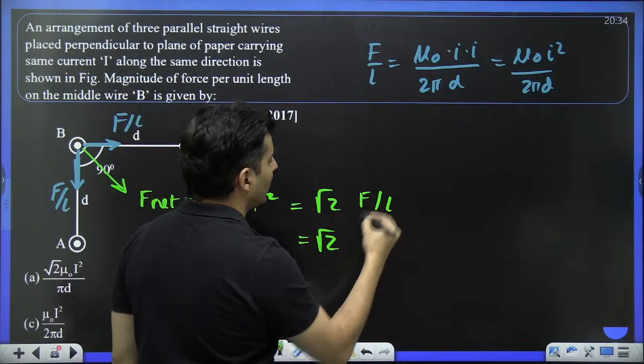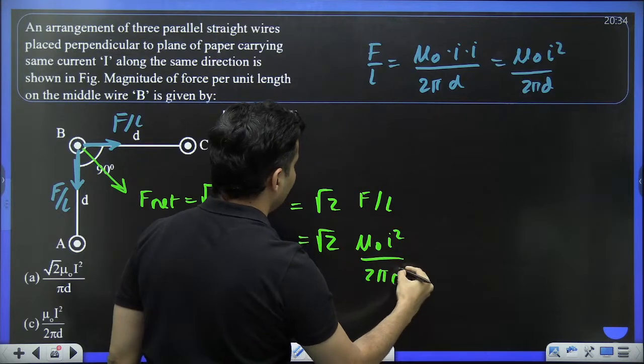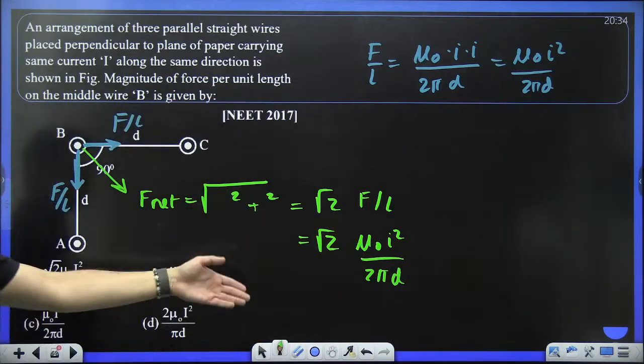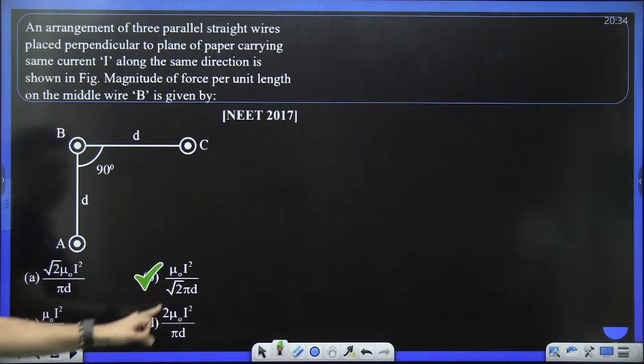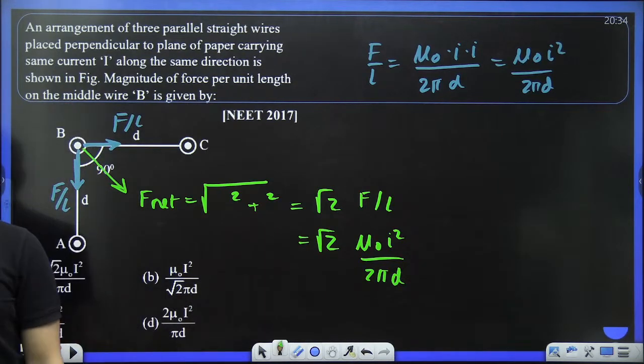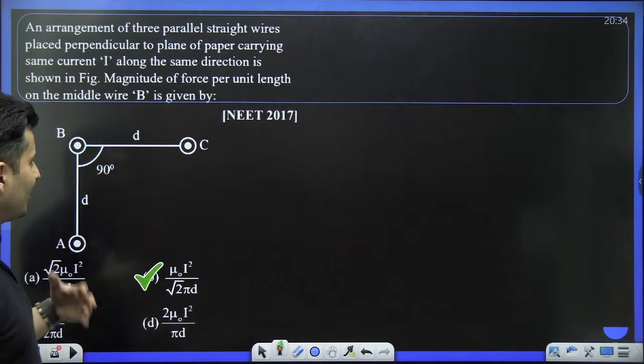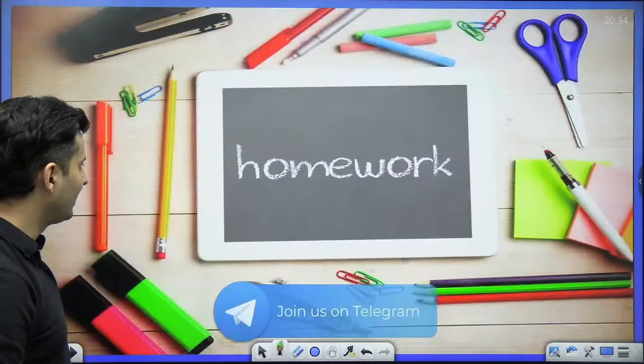So it will be root 2 times of this. So mu naught I square by 2 pi d. If you want to bring root 2 down also, you can do that, which is option B. Yep, root 2 and root 2 cancels, so root 2 will remain. That's the correct answer. So this kind of question has come in NEET 2017. So this is how they play around with the questions.